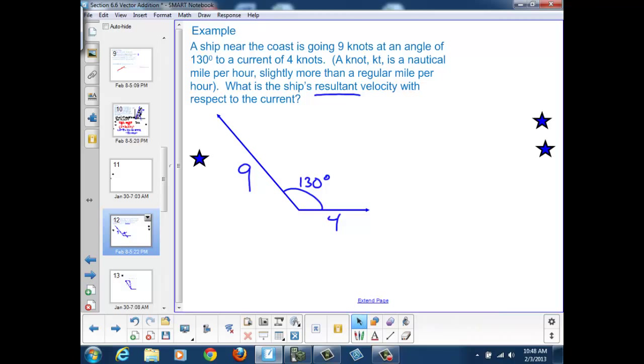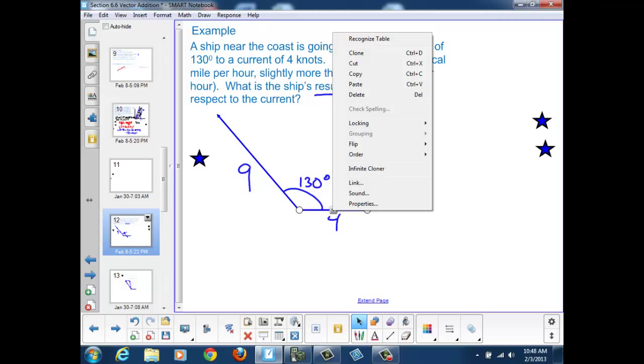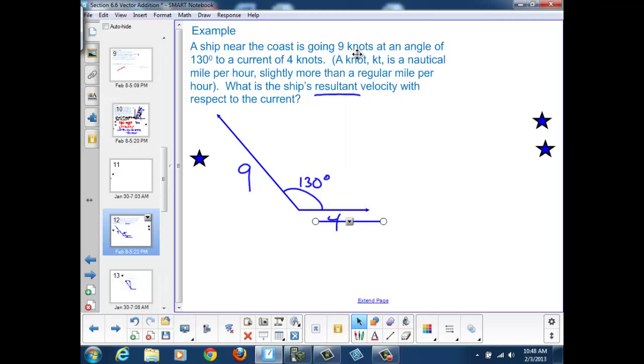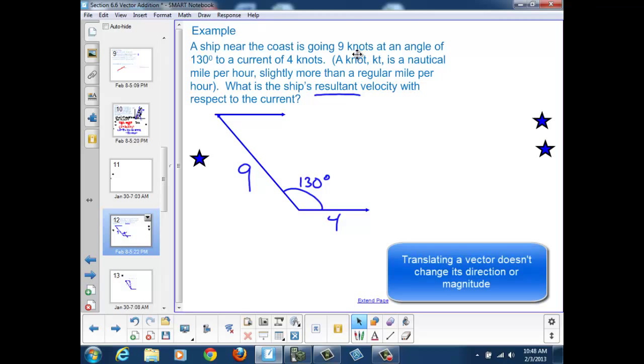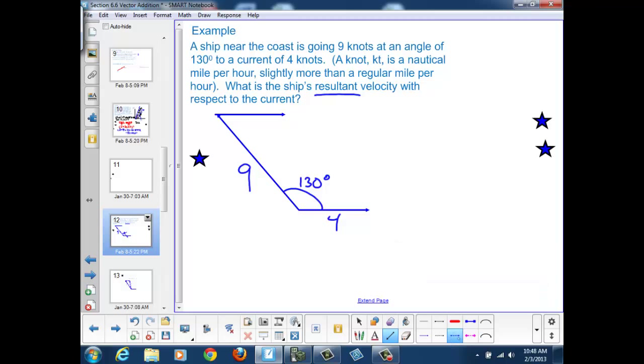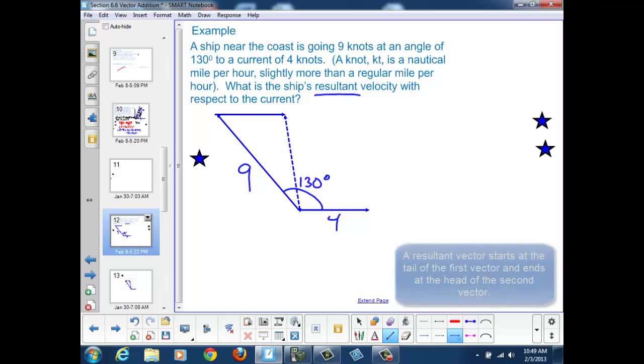So what I'm going to do is translate one of the vectors so that they are connected head to tail. So I'm going to translate this by duplicating it. And now we're going to move it and connect it up here. So now our connection is head to tail. So our resultant vector then would be from where we started at the beginning of the 9-knot vector to where we end. So that's what we're looking for, the direction and length of that resultant vector.